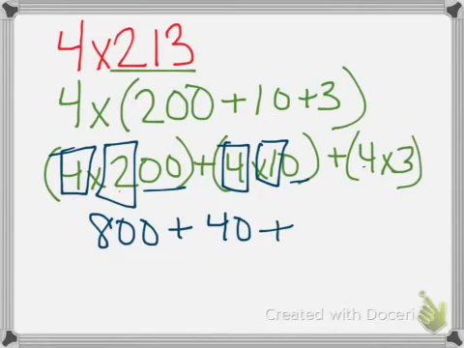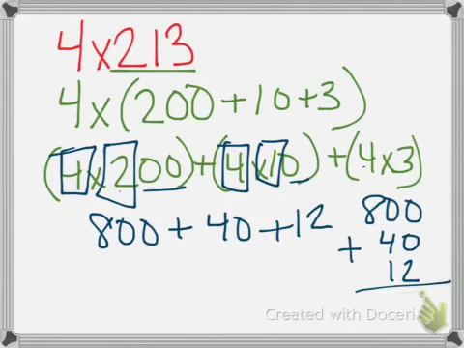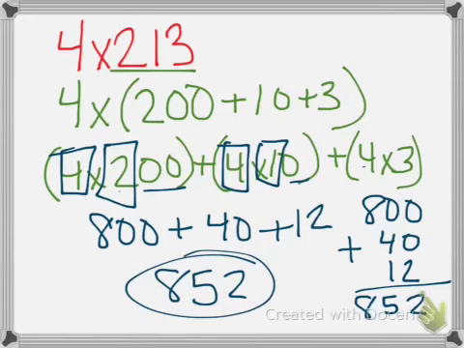times 3 is 12. Now, if they need to align all the place values, again, big fan, because we're going to get to other problems where it's not as easy to do that. So our final product is 852.